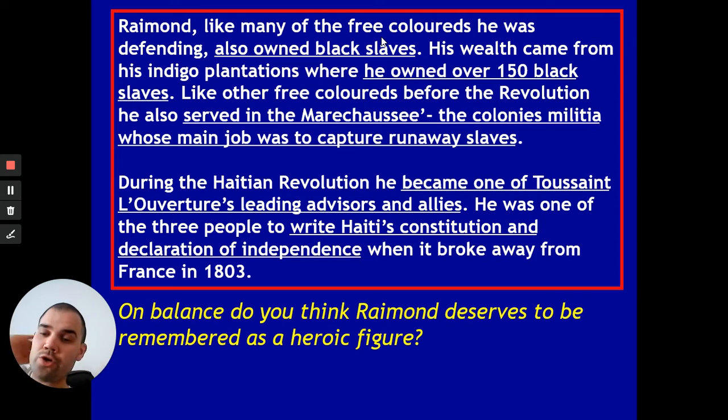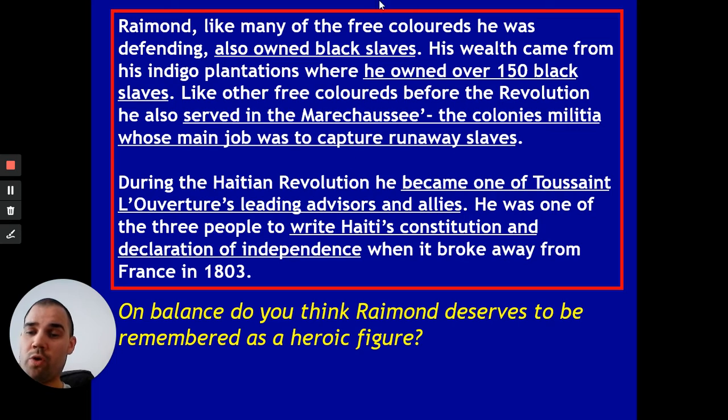And that shows you the kind of complication in Saint-Domingue. It wasn't just a simple case of white slave owners and then black African slaves. You had these middle groups made up of people like Raymond and the free coloreds who occupied a kind of middle position. And despite being what we would consider to be mixed race today, he saw himself as being of the same class as the white slave owners. So his father was a white slave owner, and he in many ways saw himself in the same sort of way. So again, a question for you to debate. Do you think on balance he should be remembered as a heroic figure?